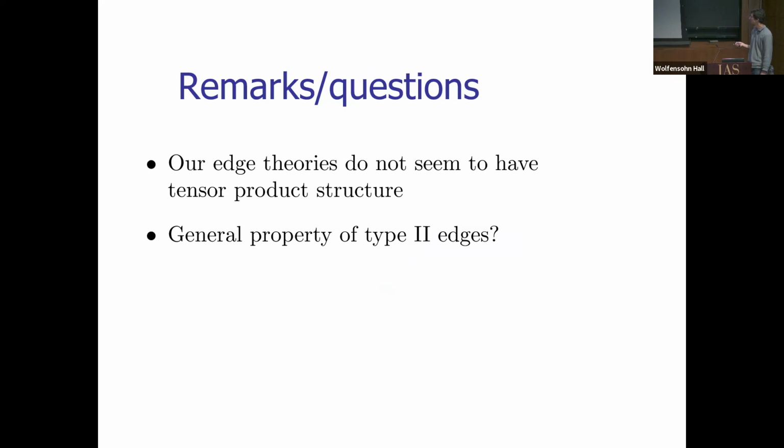At least as far as we can tell, there's no way to write them, except in a very special case where K1 equals K2, as a tensor product with constraints. And so I wonder whether that could be a general property of these type two edges. For type one edges, we know using string net or Tor code like constructions, we can build tensor product like Hilbert spaces with constraints. But for the type two edges, this is the only construction I know. And I sort of wonder whether maybe that's a general property.